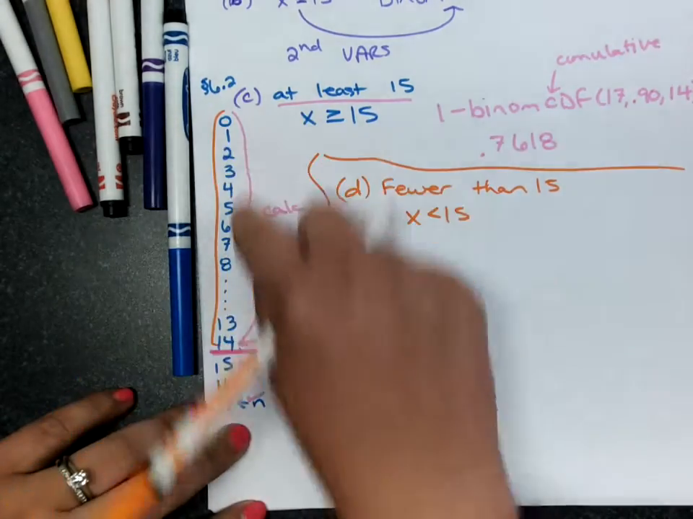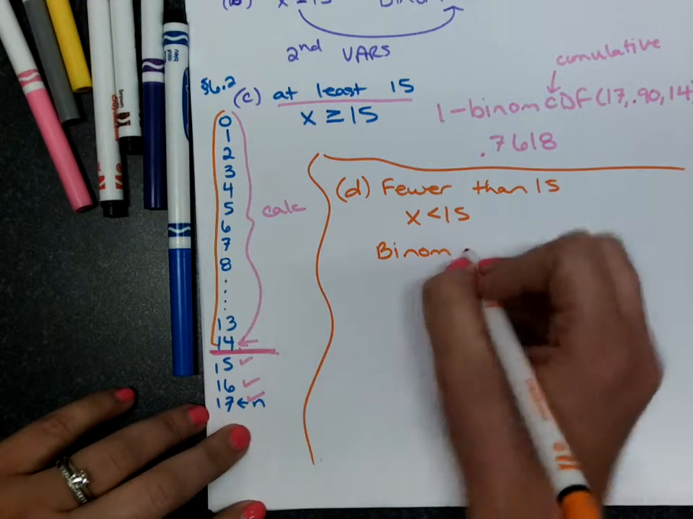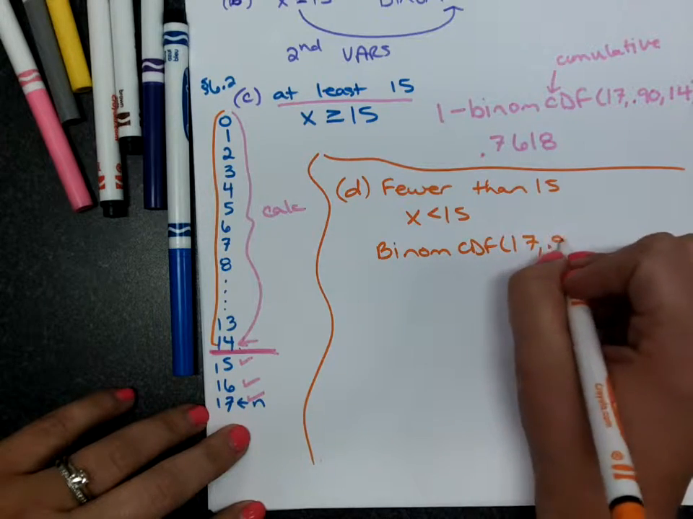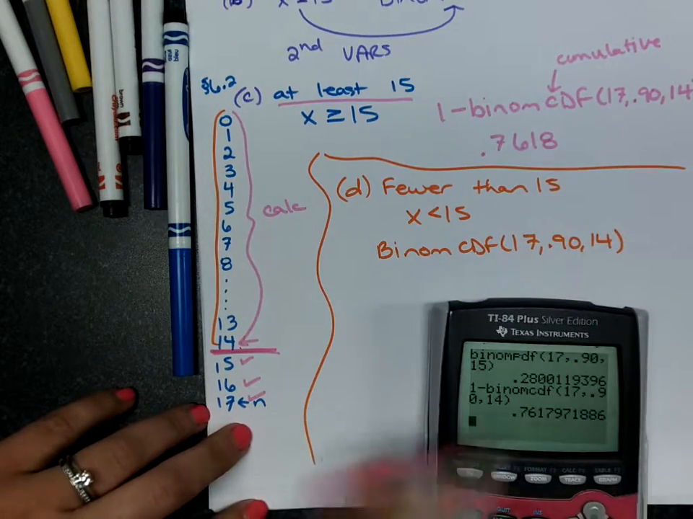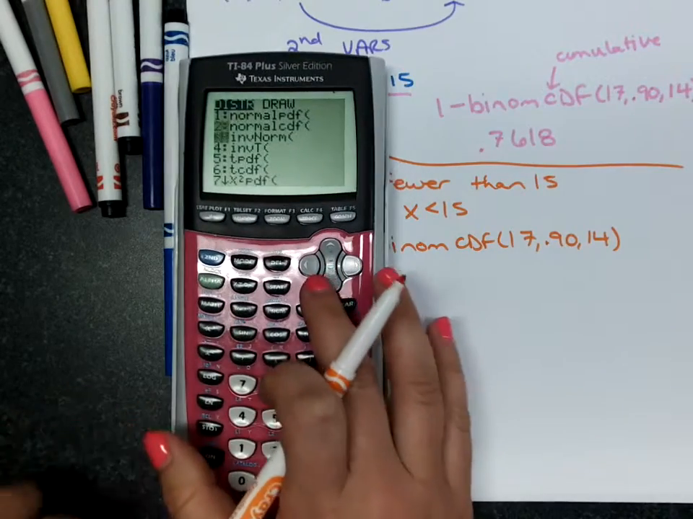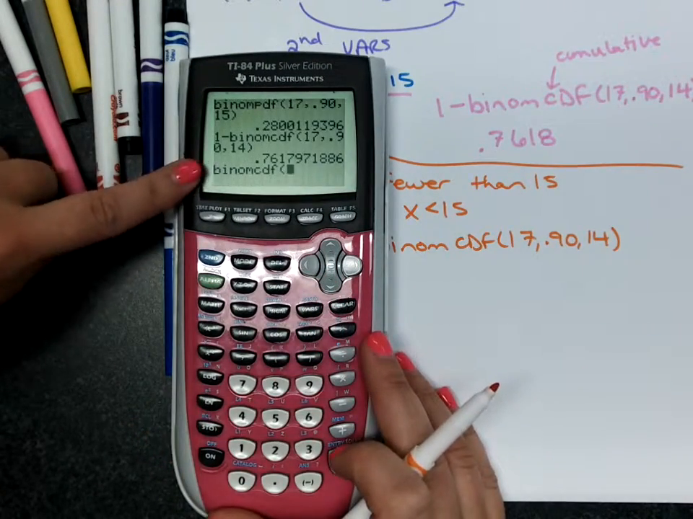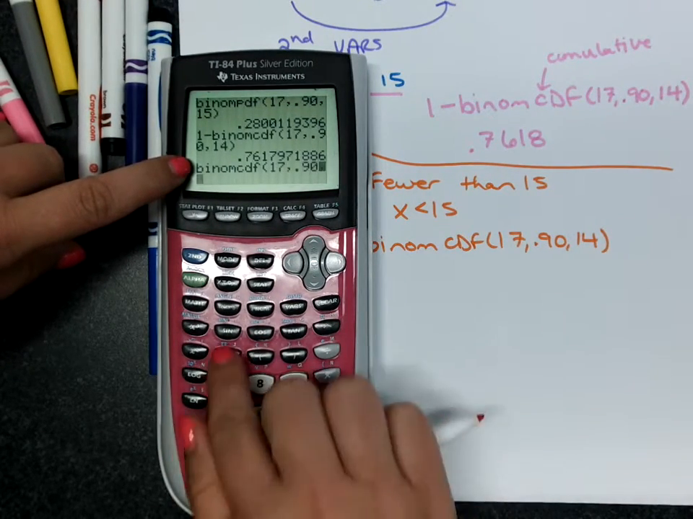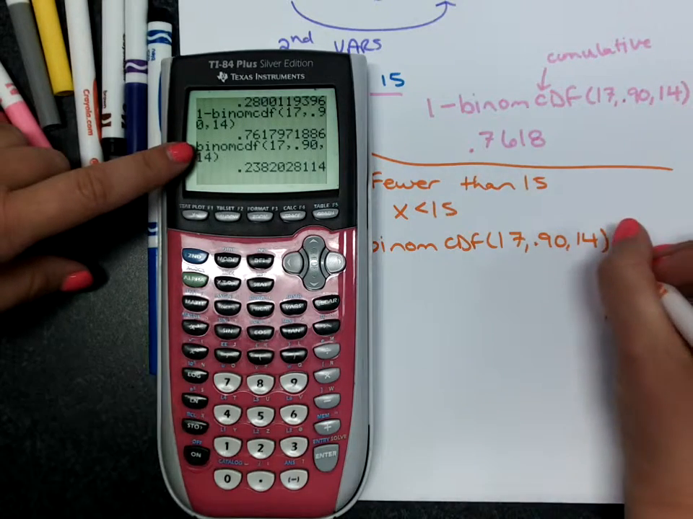And since we want from 0 to 14, that's the less than side, we don't need to do 1 minus, we can just do binomial CDF, 17.90 up to 14. So we want fewer than 15, which is anywhere from 0 to 14. So we call up second vars again, down to binomial CDF. This time we don't put the 1 minus first, just binomial CDF, 17.90 up to 14.